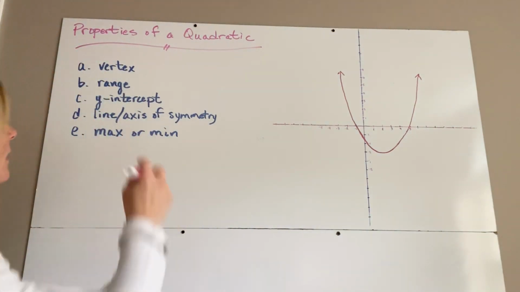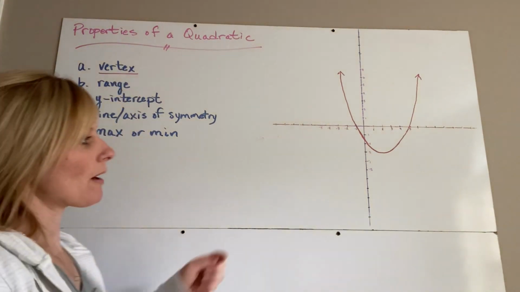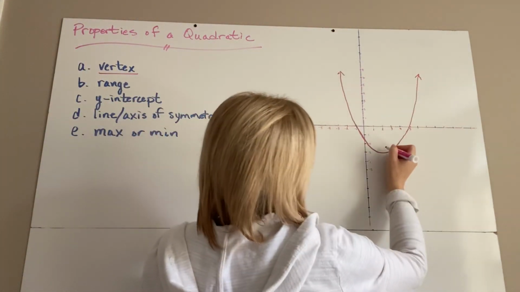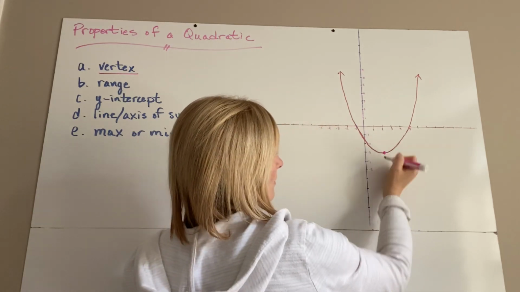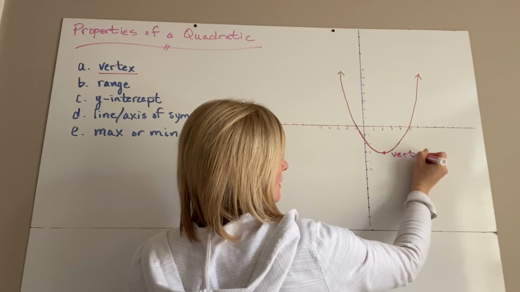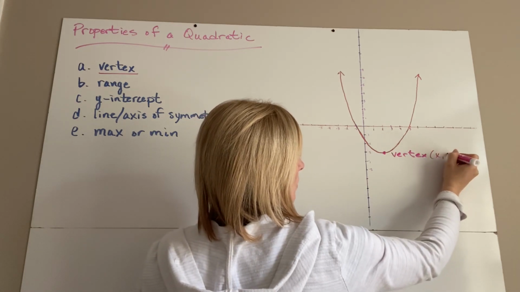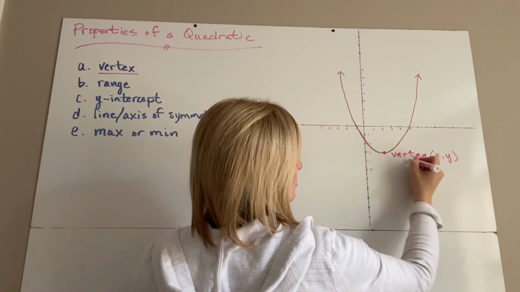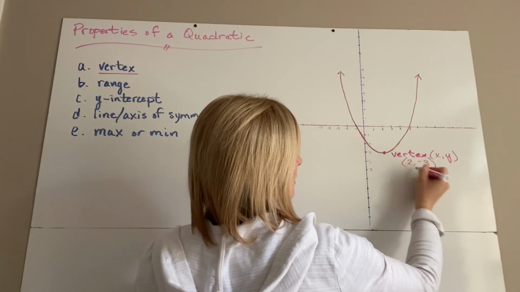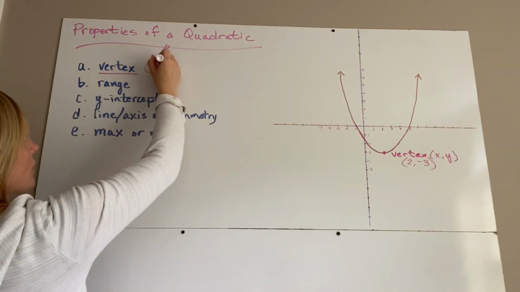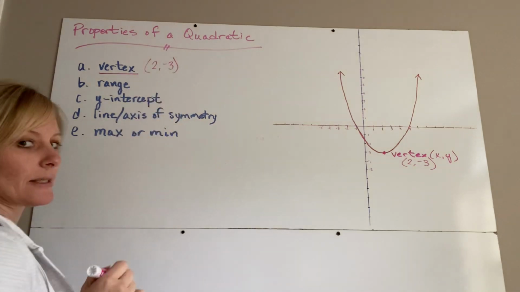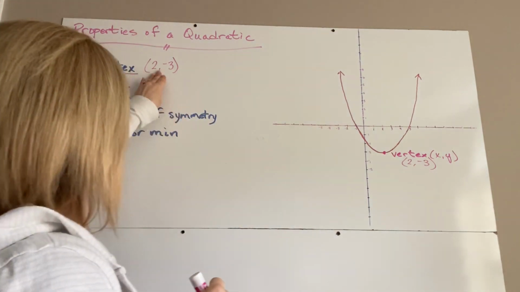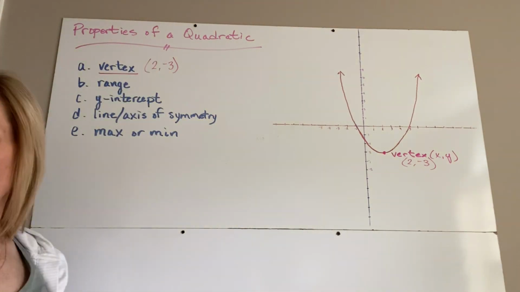We have the vertex. In any parabola, there is a vertex. Remember, the vertex is where the two sides come together. The left and the right sides come together right here. This is the vertex. And remember, the vertex is a coordinate point, an ordered pair, an x and a y. So this vertex is at (2, -3). On your paper, next to your graph, for A, you would write the ordered pair. So this would be an example for A.